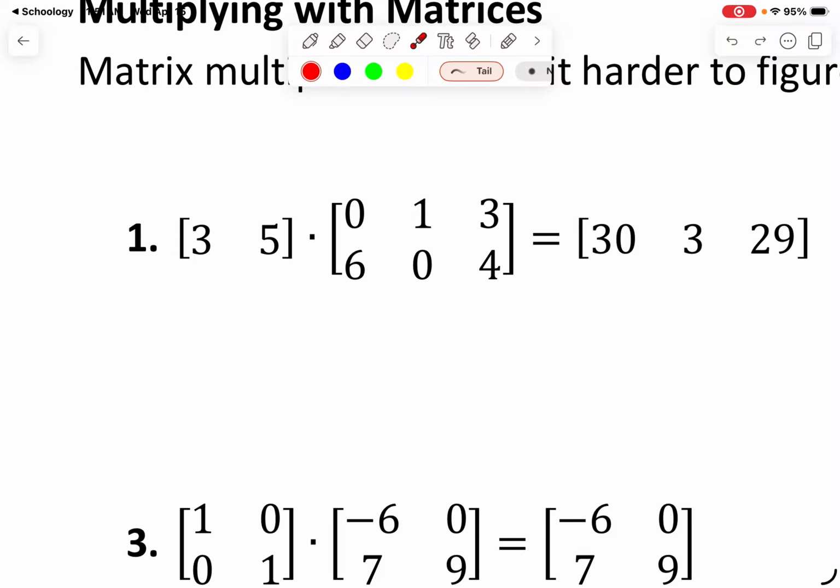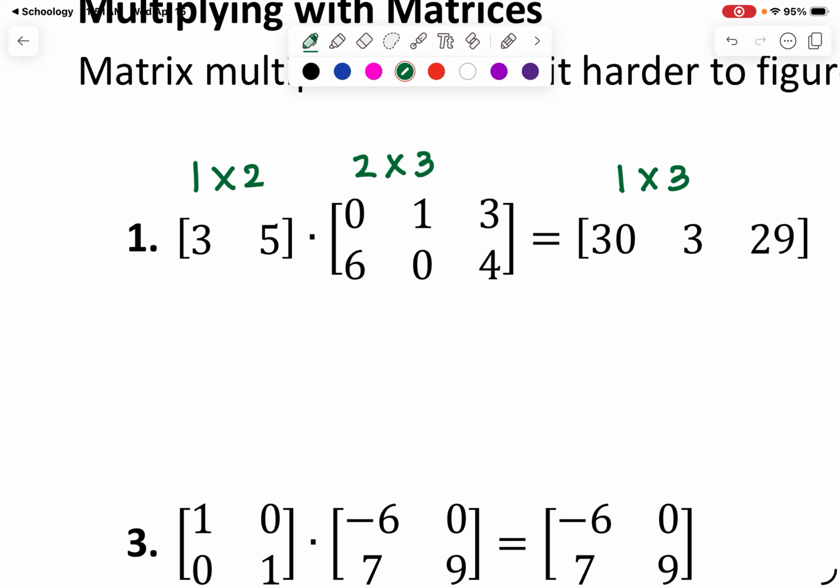So let's see if we can notice a pattern on what does need to be true in order to multiply them. So let's do that first, actually. This is 1 row and 2 columns. This is 2 rows and 3 columns. And the resulting matrix is a 1 row, 3 column. Okay, so look at that and see if there's anything you pick up.